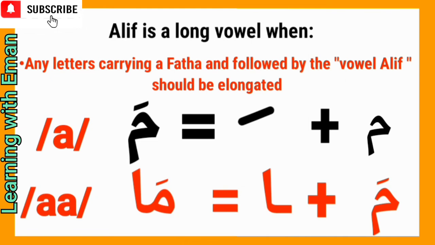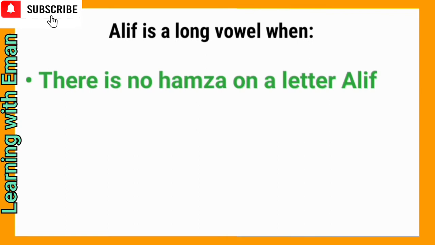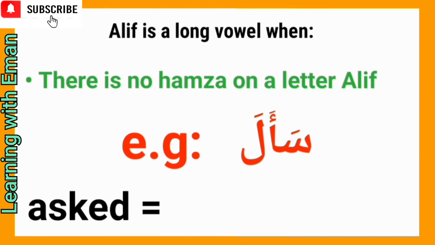The following condition is that there is no hamza on a letter alif. For example, sa'ala. Sa'ala means asked. As you can hear, there is no elongation. Also, as you can see, Hamza is written above the letter Aleph in the middle of the word. So Aleph is no longer a vowel but a consonant. So be careful, Aleph is a long vowel only when there is no Hamza.